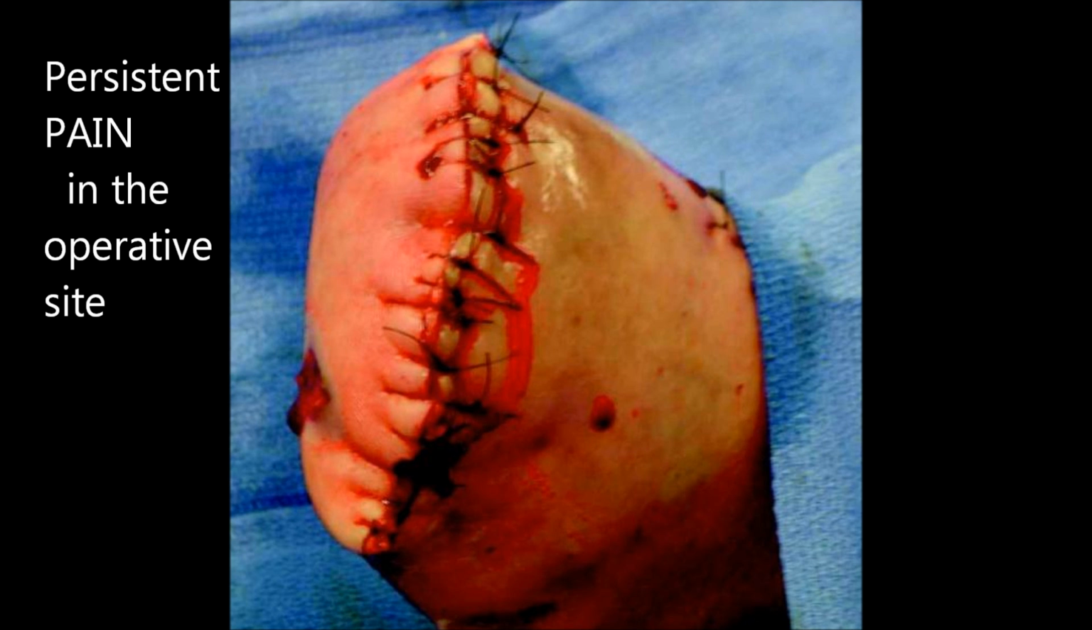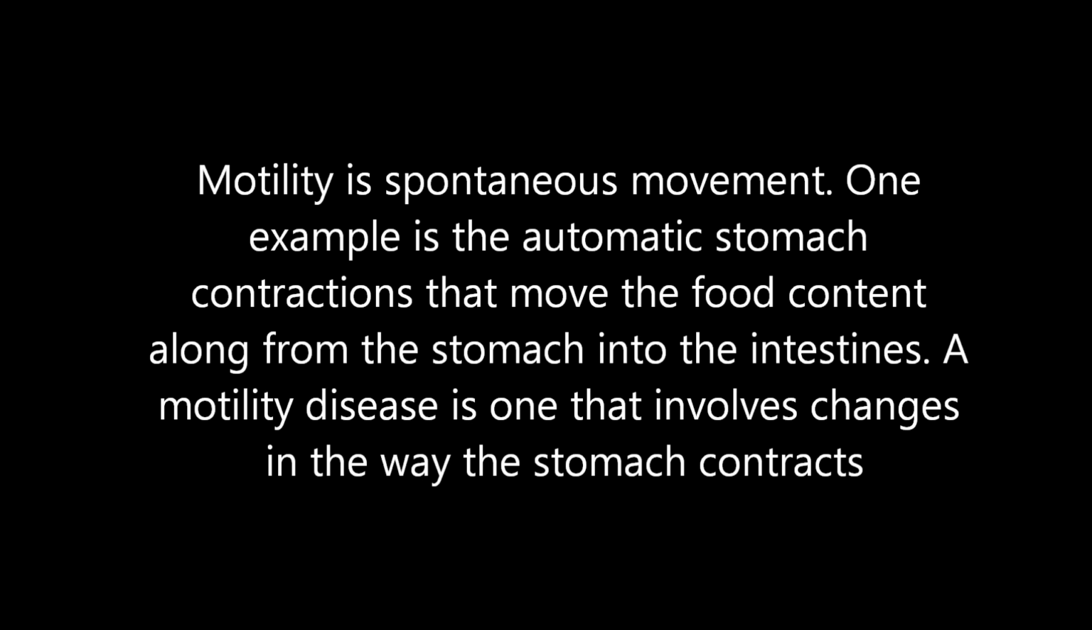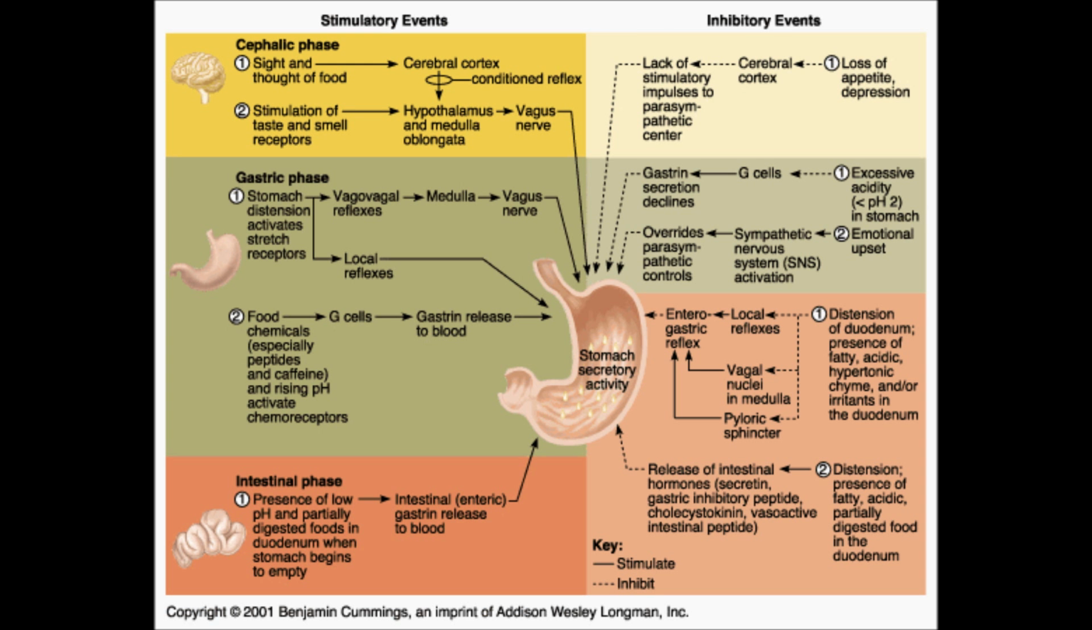Another one. Propantheline, or probenthine, is ordered for a patient. The nurse knows that probenthine has which of the following effects on the gastrointestinal system? Number 1, increases bowel motility. Number 2, reduces bowel motility. Number 3, neutralizes gastric acid secretion. Number 4, increases gastric acid secretion.